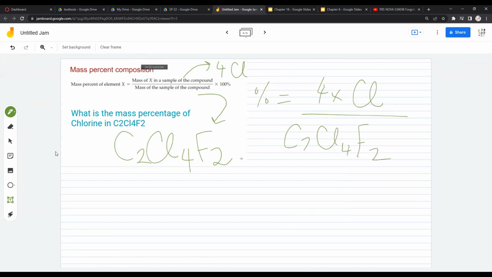C2Cl4F2. So go ahead and use your calculators to find this mass. 4 times 35.5 is going to be about 141.8 grams for chlorine on the top, divided by the mass for the compound. So go ahead and find that, and then you multiply it by 100.